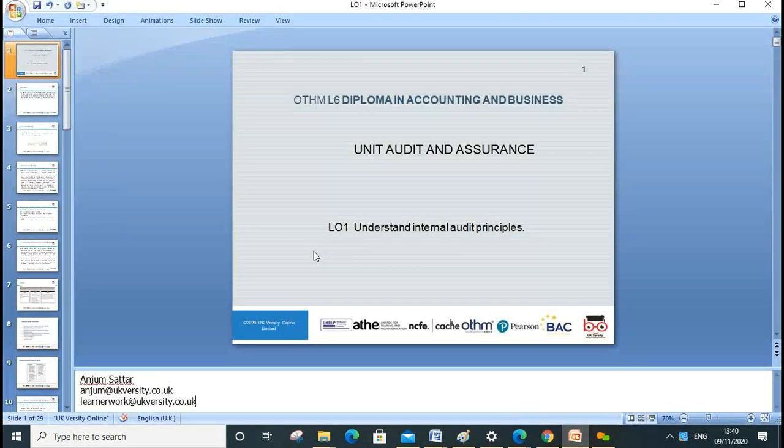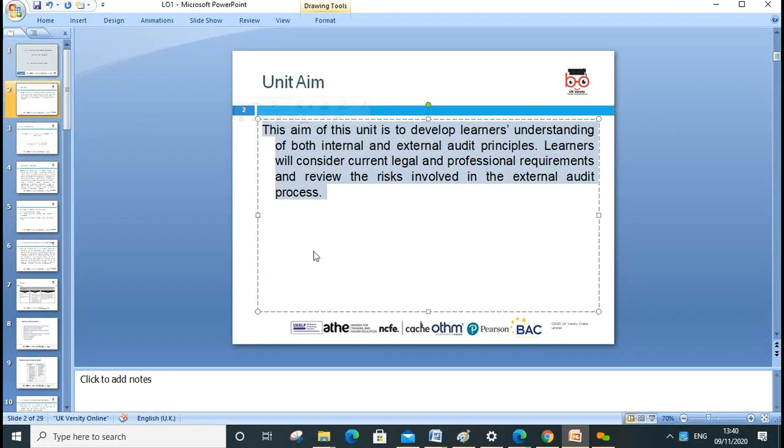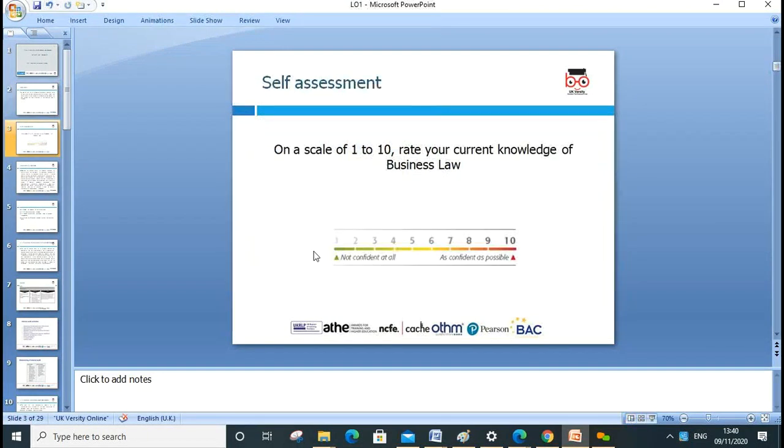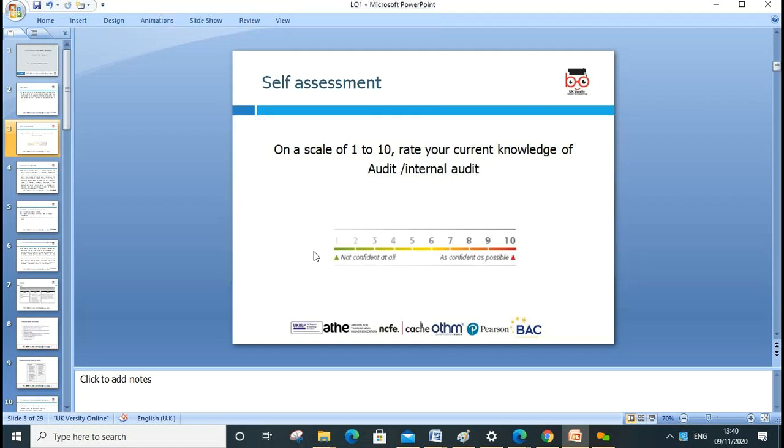So let's go back to our slides. As mentioned, this is the internal audit and the purpose of this unit. So what do you know about audit? What is audit then? On a scale of 1 to 10, what do you already know about audit? How would you rate yourself on internal audit? How much knowledge do you have from 1 to 10? We'll see at the end what you know then.